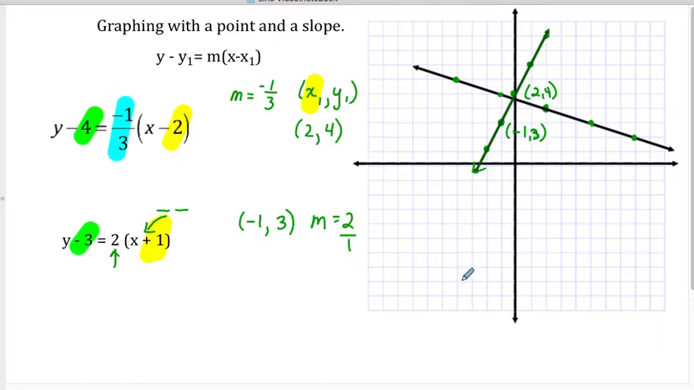So why don't you take a look at some examples with graphing points and slopes, and graphing in point-slope form before you move on to the next topic.